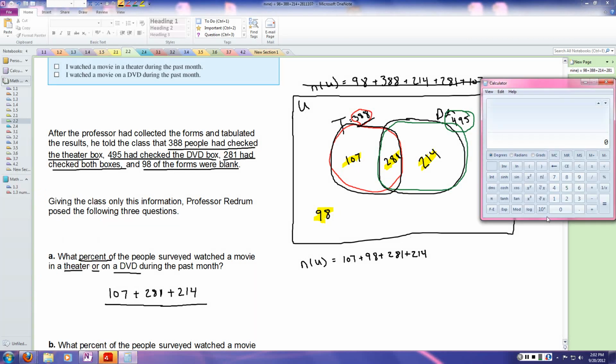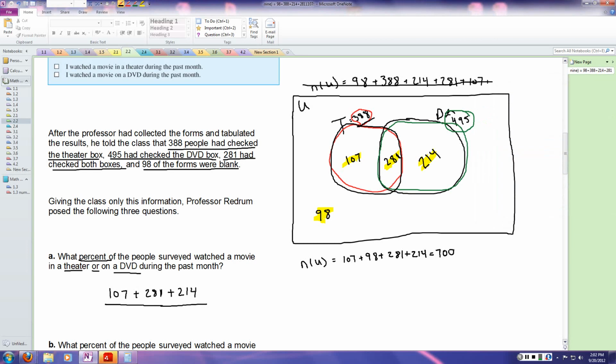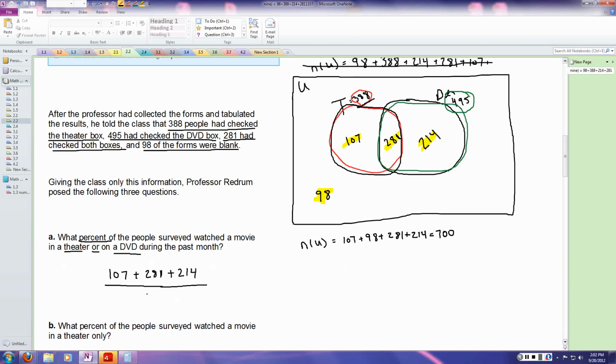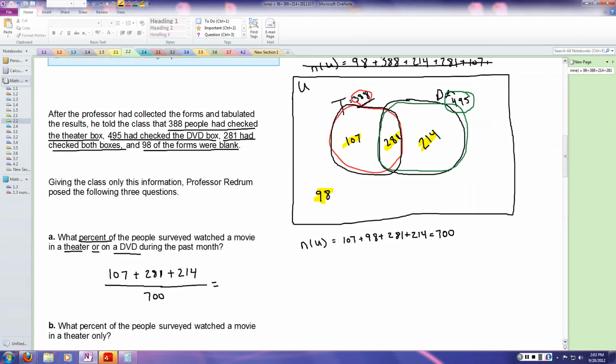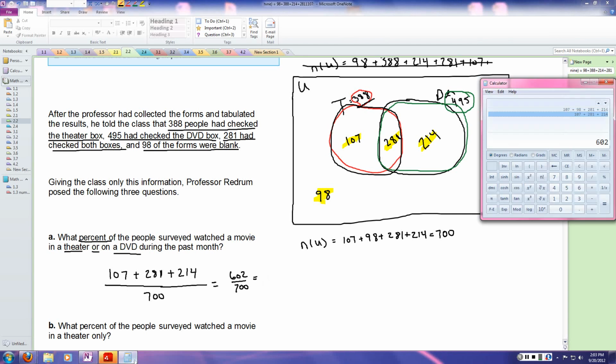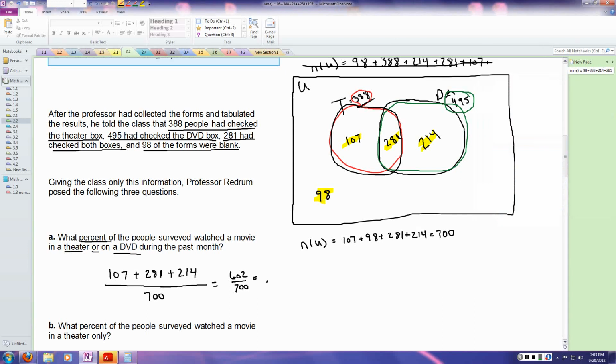Now if I pull up my calculator, I have 107 plus 98 plus 281 plus 214. Now I get 700. So 700 people surveyed. So if I take 107 plus 281 plus 214, that's 602. So here I have equals 602 divided by 700. So if I take 602 divided by 700, that gives me 0.86. So if I want it in a percentage, I take that times 100 to get a percent, and I get 86%.